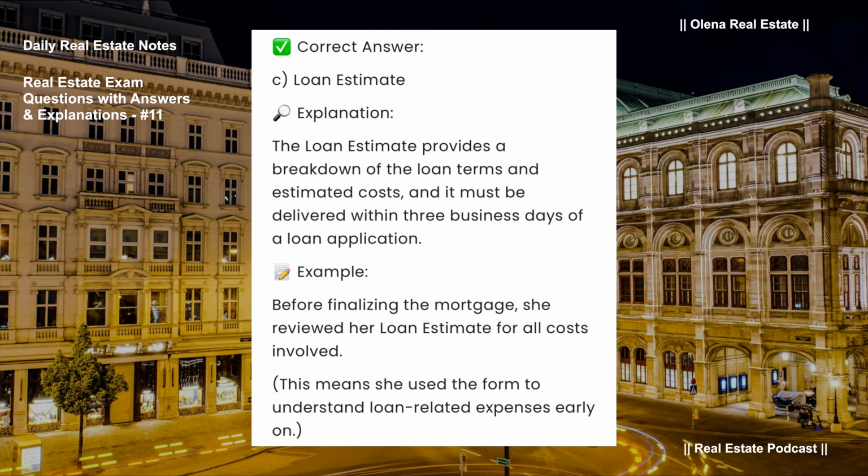Correct answer, C. Loan estimate. The loan estimate provides a breakdown of the loan terms and estimated costs, and it must be delivered within 3 business days of a loan application. For example, before finalizing the mortgage, she reviewed her loan estimate for all costs involved. This means she used the form to understand loan-related expenses early on.